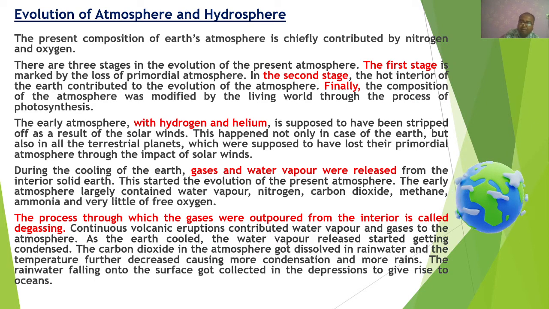So what are the important parameters? First, removal of hydrogen and helium with nitrogen and oxygen. Second, presence of water vapor. Third, impact of solar wind on the primordial atmosphere. Fourth is degassing. That means taking away of harmful gas. Fifth is condensing the water vapor in the atmosphere. And finally, the formation of rainfall and ocean. Like this way, atmosphere and hydrosphere evolved.